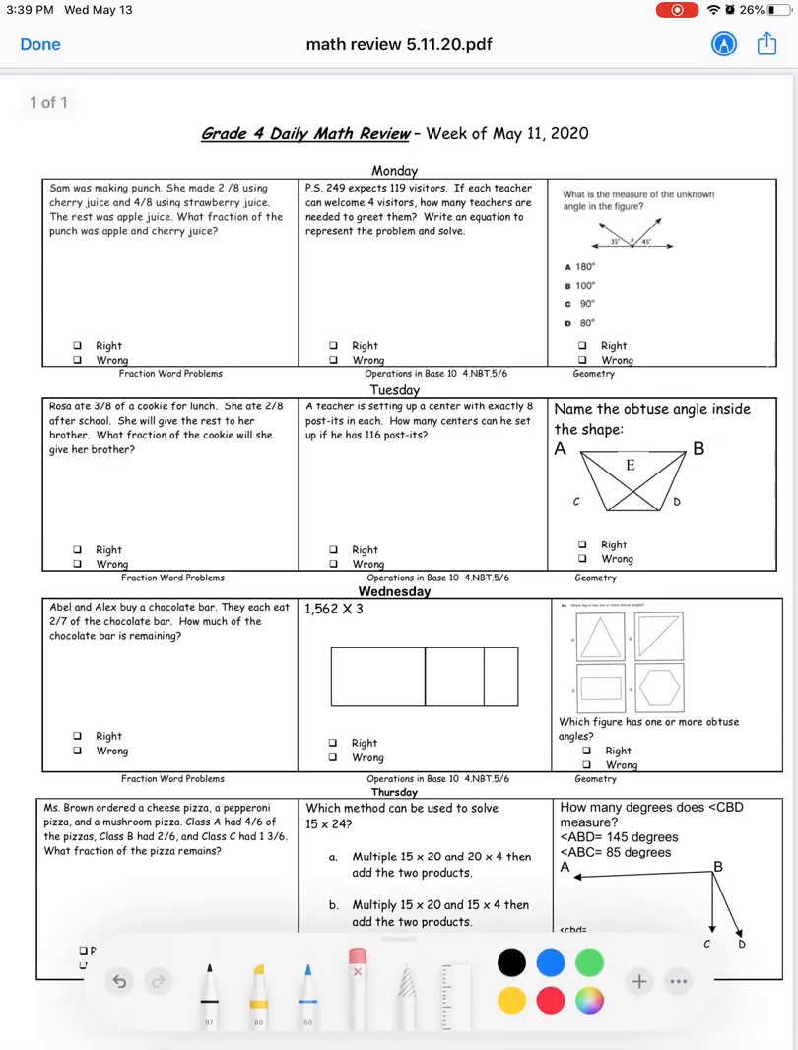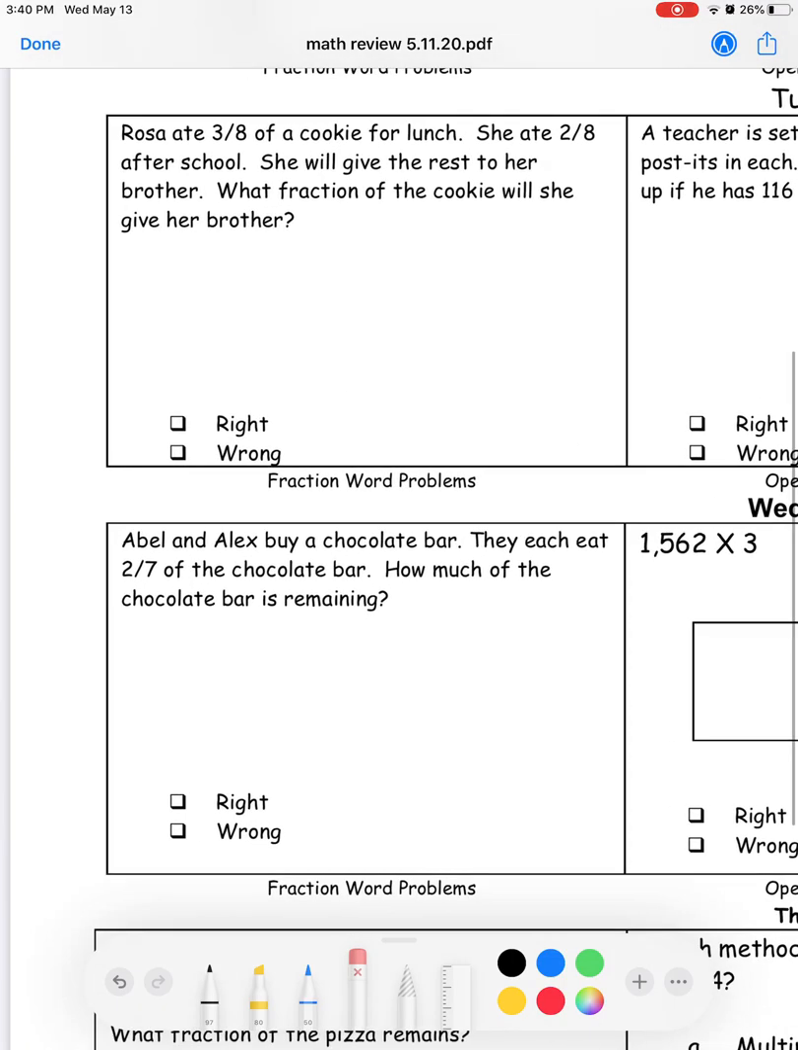So let's dive right into our first problem, Alex and Abel. We know we're going to have two friends, Alex and Abel. They buy a chocolate bar, which means there's one chocolate bar. We've got to keep that in mind. They each eat 2/7 of that one chocolate bar.